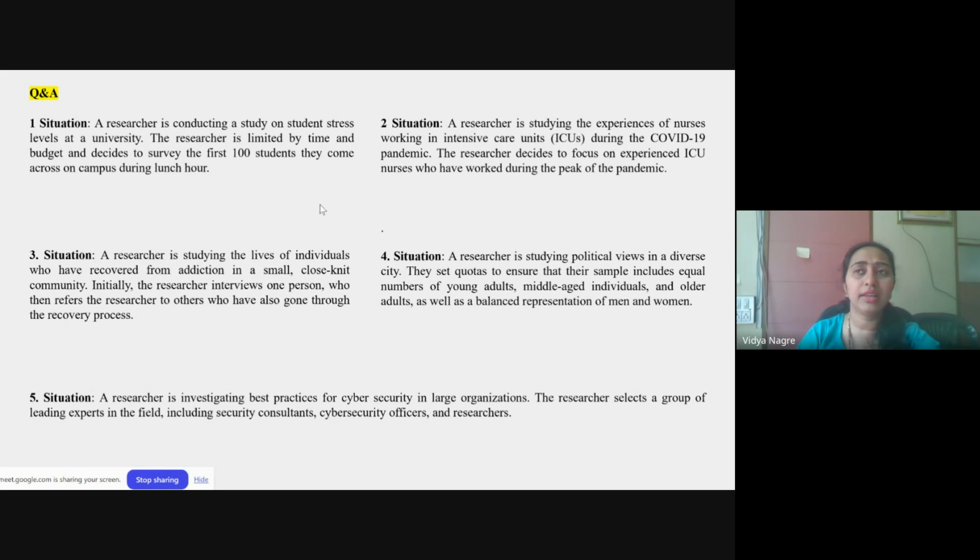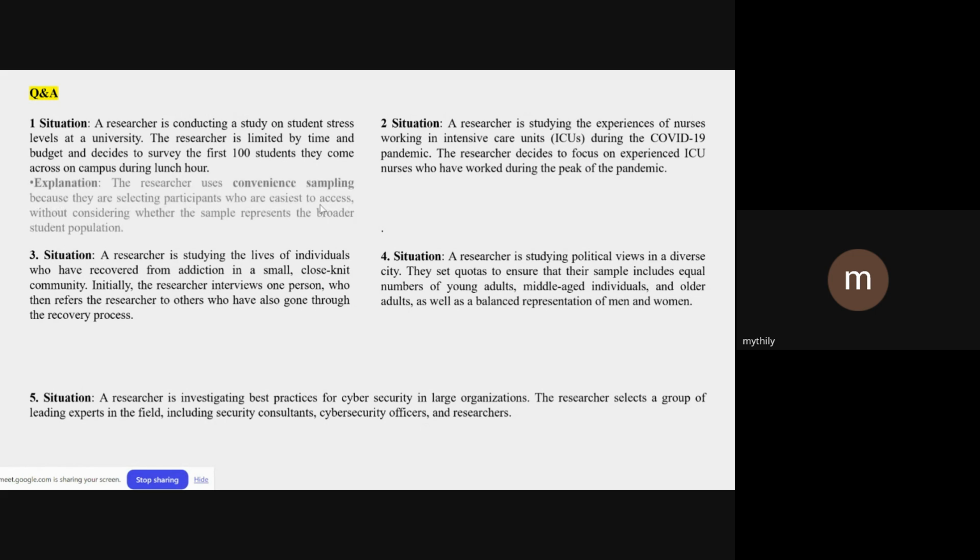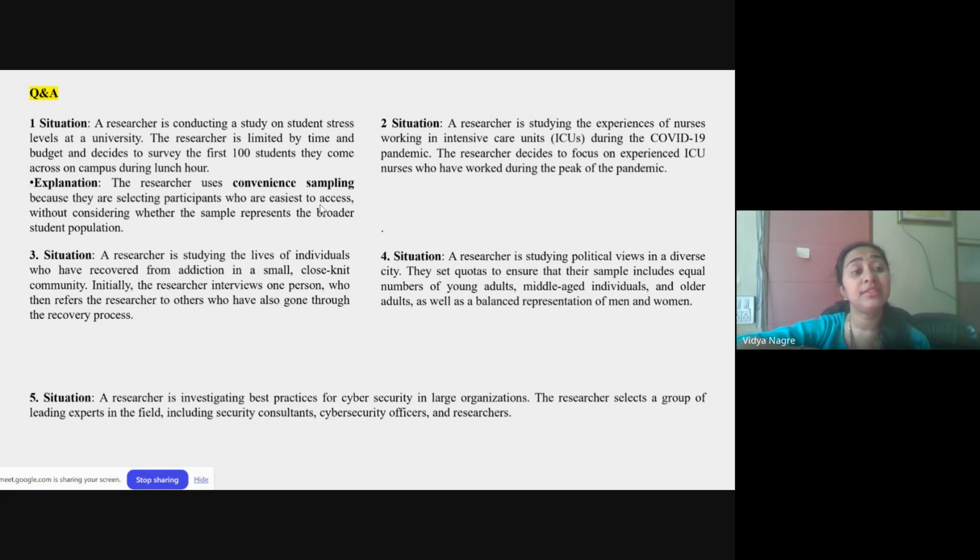So they are not targeting any 5th, 10th, or 11th, or choosing 1,000 and then doing random sampling of 100 students. What kind of non-probability sampling technique should we use here? Convenience sampling. Very good. Perfect. So we are using convenience sampling here because they are selecting participants who are easiest to access. So easy access, convenience, as the word suggests.